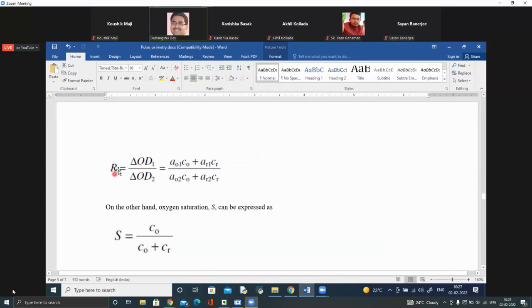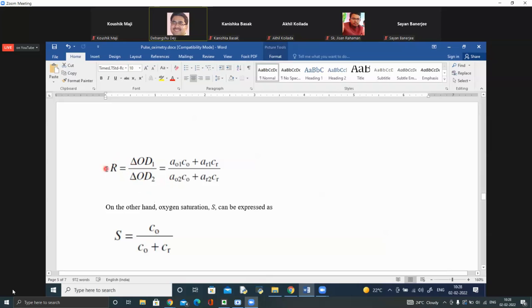So here R we can measure from material property. From material property we can have the idea of, say, absorption coefficient and others, and concentrations are like this. So AO1, AR1, AO2, AR2, they are known, they are material property. That means what is the absorption coefficient of oxygenated hemoglobin HbO2 for wavelength 1, that is known from the graph. And this is the quantity that we are trying to find out.